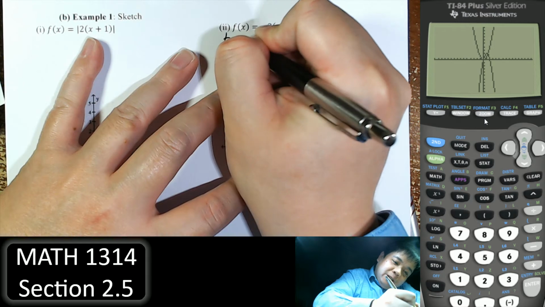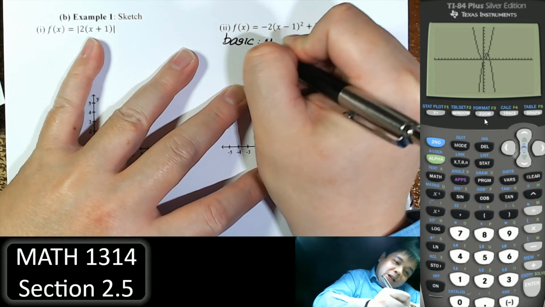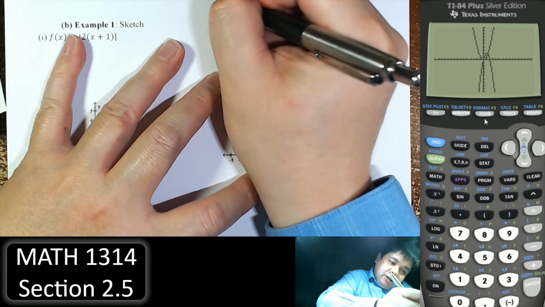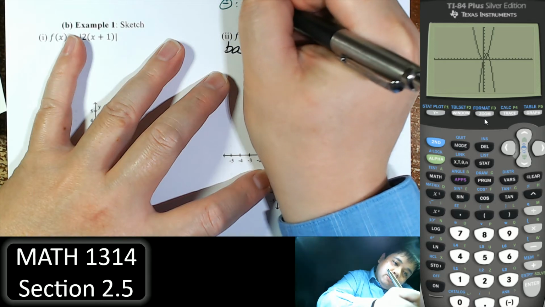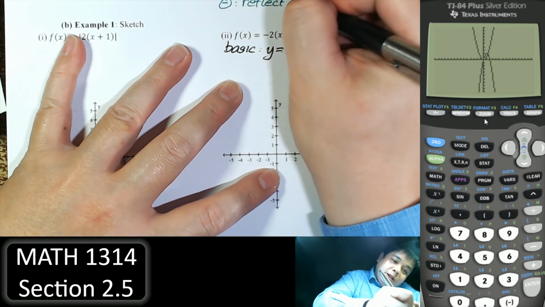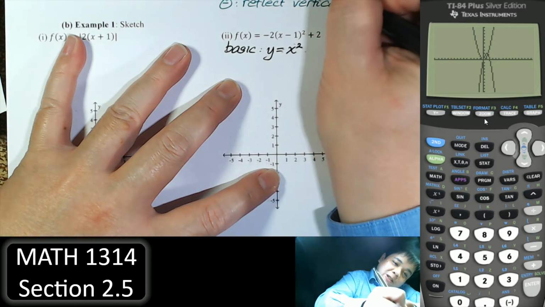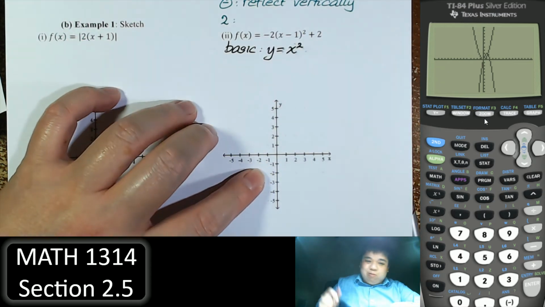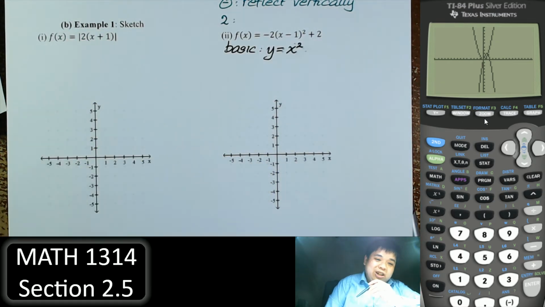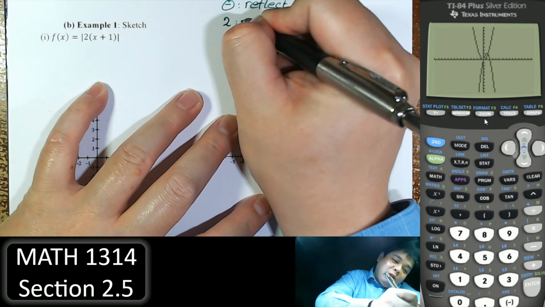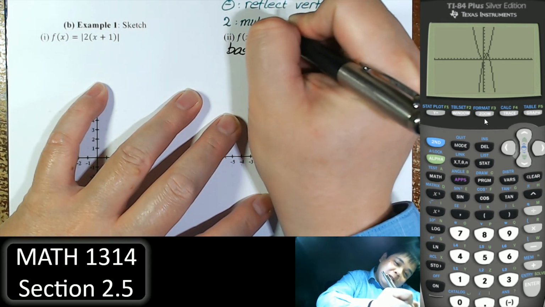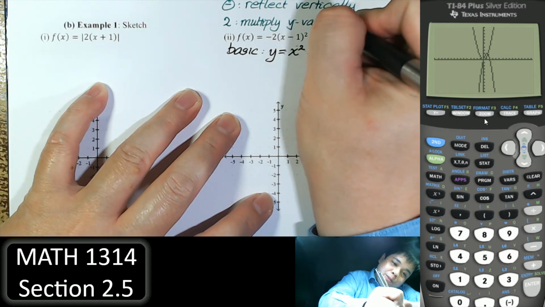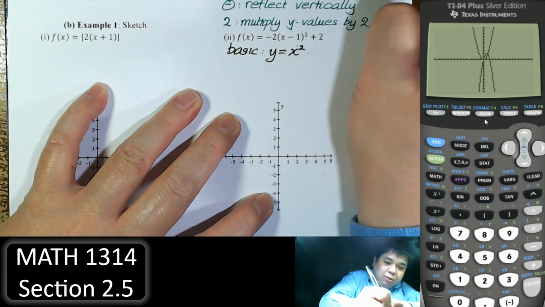The basic graph, x squared, and then the negative reflects vertically. I got all the concept down perfectly. I just execute a little bit off. The 2 multiplies y values by 2, meaning we stretch it by 2.